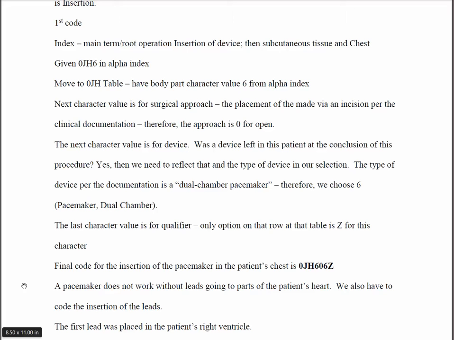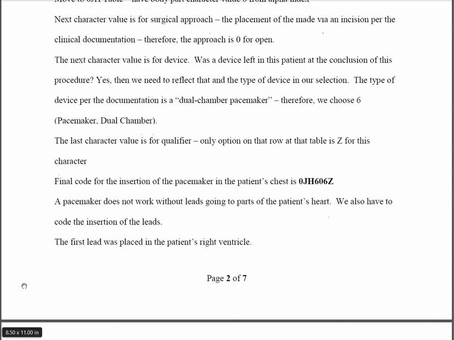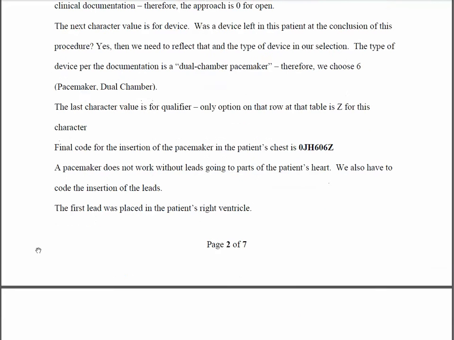A patient can have a single chamber pacemaker, just one lead, but this patient had two. So if we code this based on the documentation sequence, we code what was done after the pacemaker was placed. The first lead was placed into the patient's right ventricle.